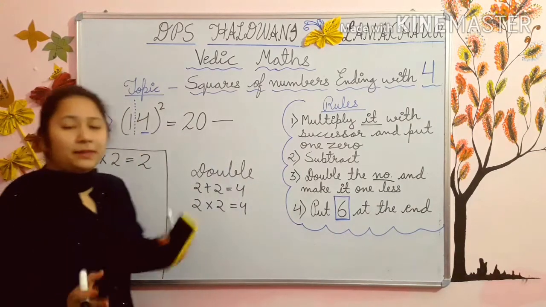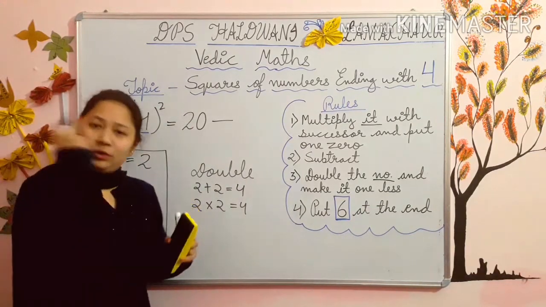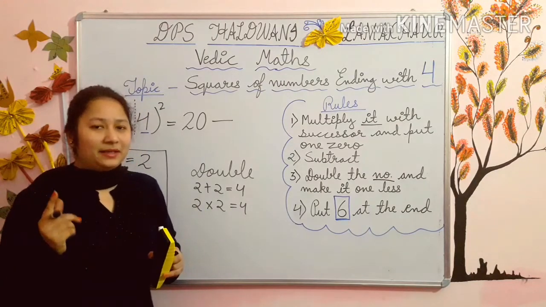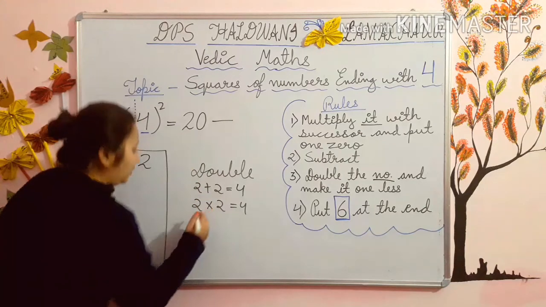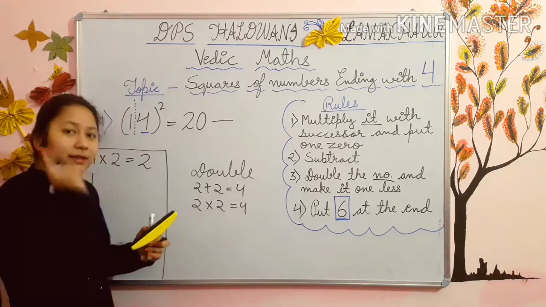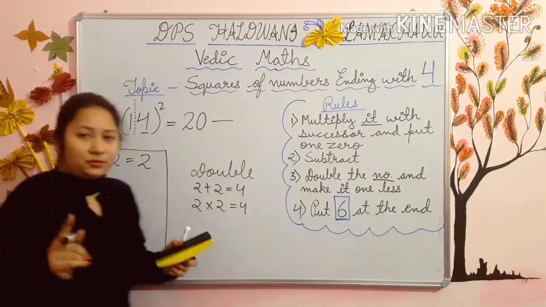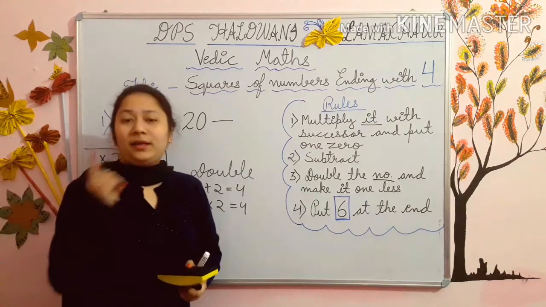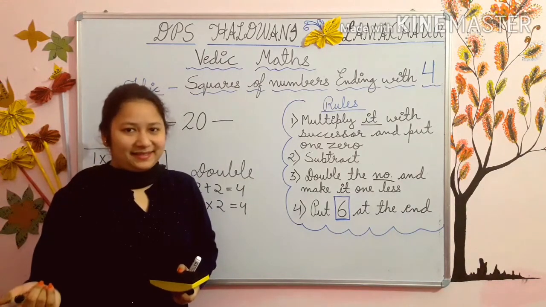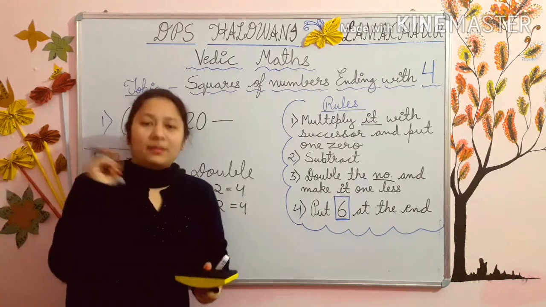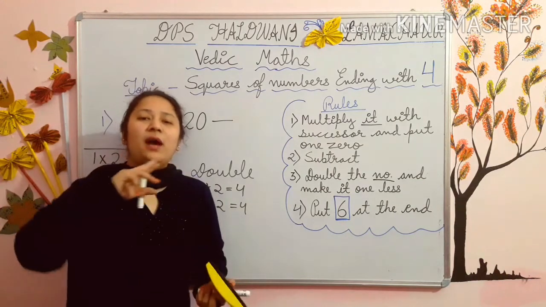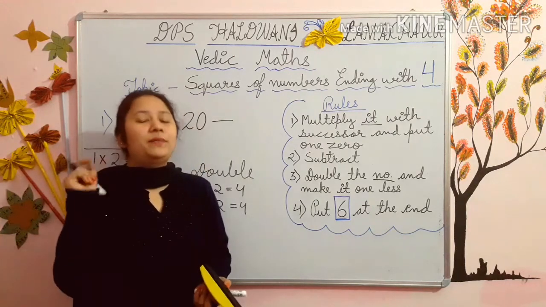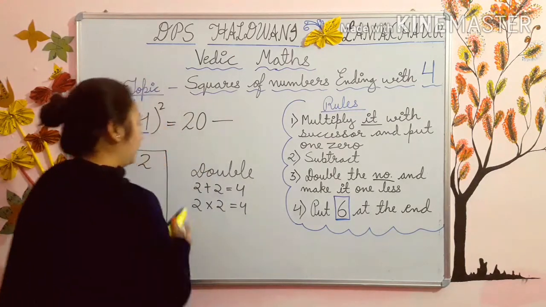If you want to double any number, either add it 2 times or multiply it with 2. Don't square it. See, square is a different thing, double is a different thing. Don't get confused, kids. The square of 3 is 9, but the double of 3 is 6. So just double it. Double means either you add it 2 times, or you can multiply it with 2.